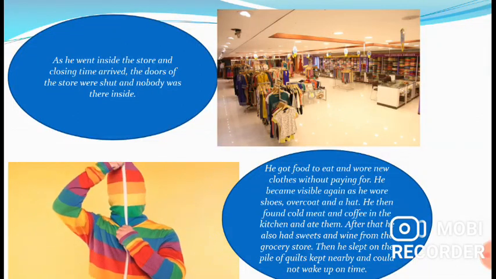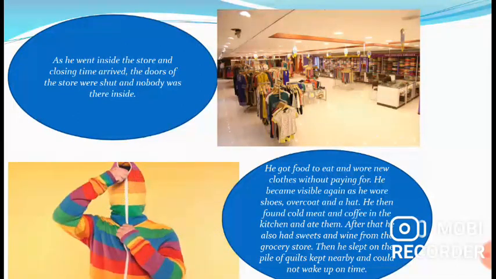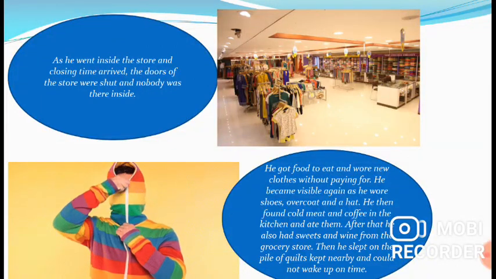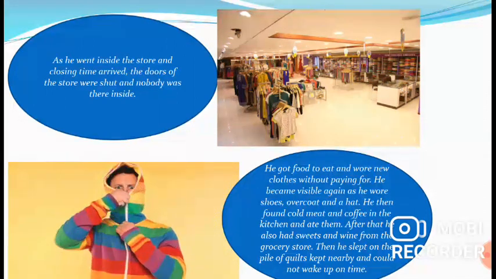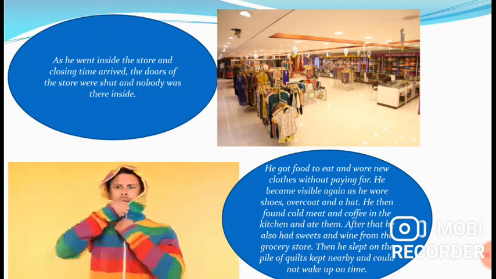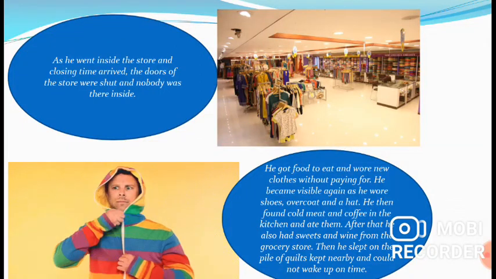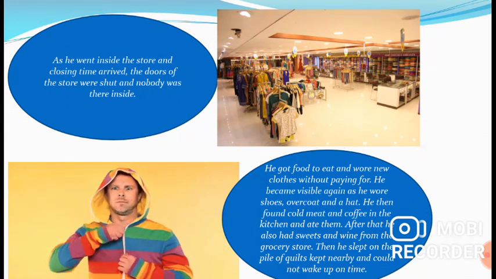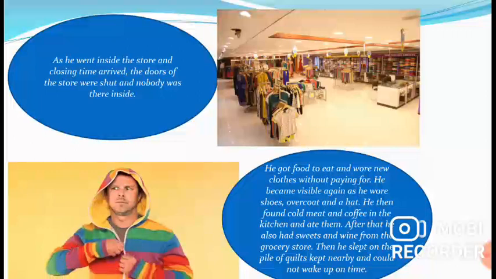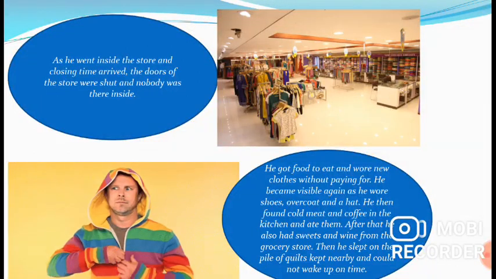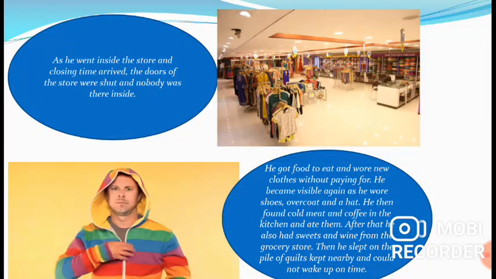He became visible again as he wore shoes, overcoat, and hat. And then he found cold meat and coffee in the kitchen and ate them. After that, he also had sweets and wine from the grocery section. Then he slept on a pile of quilts kept nearby and could not wake up on time. See what happened? He entered that shop, put on a lot of clothes, and not only clothes, he also fed himself with various dishes that were available in that shop. Now he was feeling very comfortable, so he slept over there.